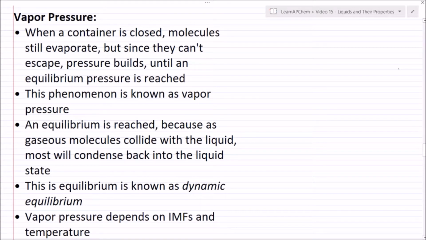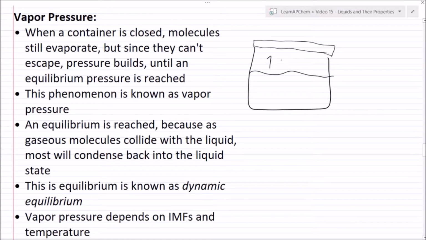Alright, so that brings me to vapor pressure. Now, when a container is closed, molecules are still going to evaporate. So I talked about evaporation being in sort of like an open air container. Well, if I have a closed container, like so, these are still going to evaporate. However, these gaseous particles are not going to be able to escape. And so they're going to build the pressure inside my container until an equilibrium pressure is reached. And this is known as vapor pressure.